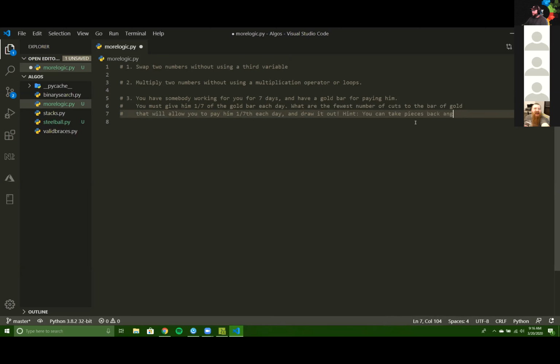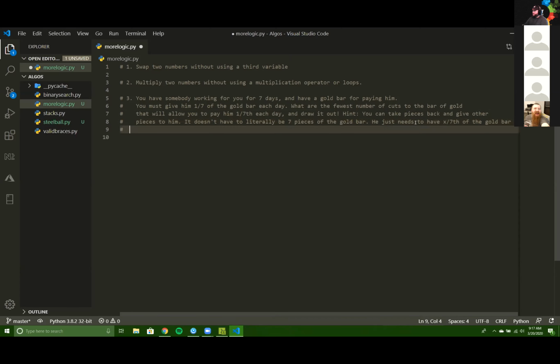and give other pieces to him. It doesn't have to literally be 7 pieces of the gold bar. He just needs to have x/7 of the gold bar at the end of day X.